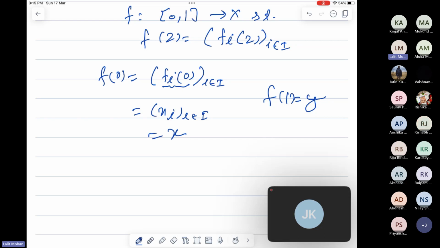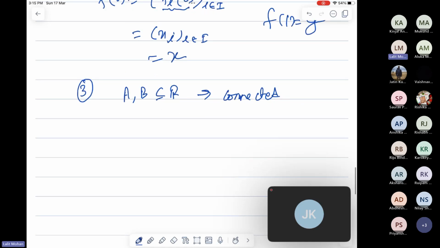So now the third question I think is very easy, but I will give an idea. So what is question number 3? It is given that A and B are subsets of R which are connected. We have to show that A intersection B is also connected.